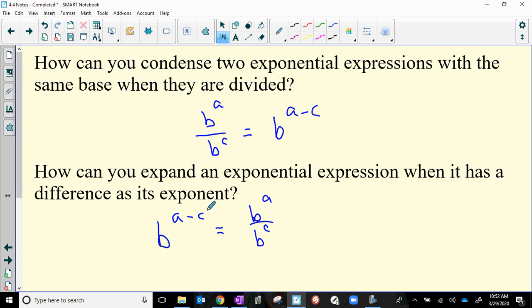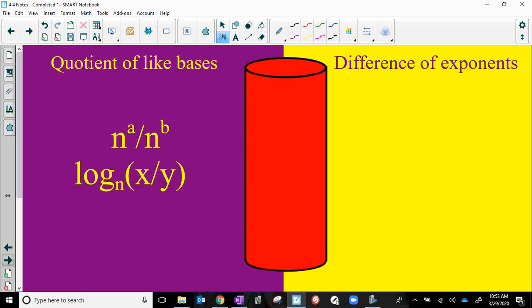In Algebra 1 and Algebra 2, we learned that a negative exponent really means that it's going to be in the denominator. So it's really a plus negative c. So it'd be b to the a times b to the negative c, which would drop it down here. So let's see how this looks with a logarithm. So when we're dividing like bases, it's like that n to the a is x, and that n to the b is y.